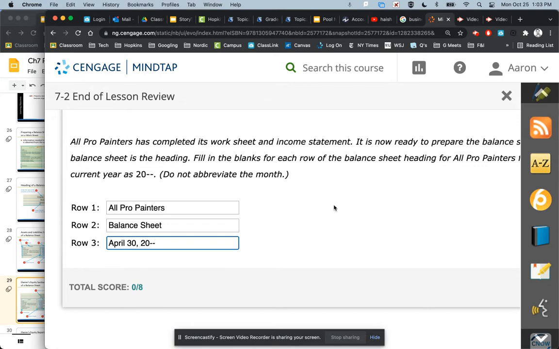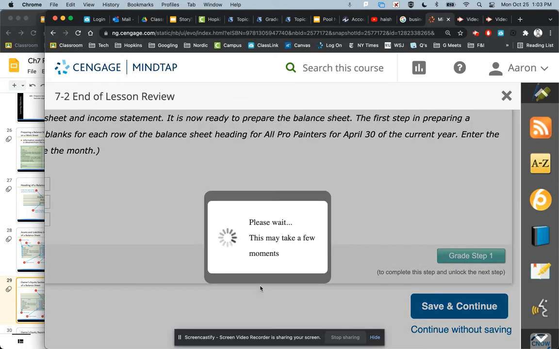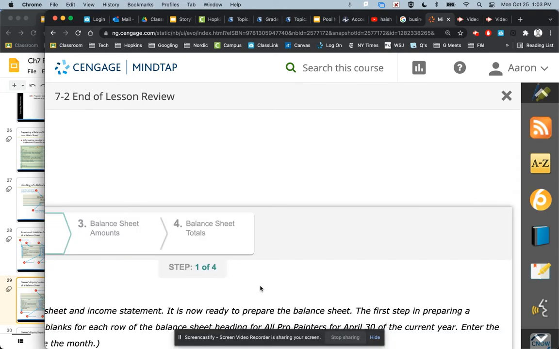Again, we're not looking at it for a specified period of time. We're not looking at it for the first quarter or something like that. We're looking at it as of April 30th, and it's going to include the entire history of the business. This business is 50 years old, so this contains 50 years worth of information. The income statement will only include information from the specified period of time that it's taking place in. So grade that and move on.